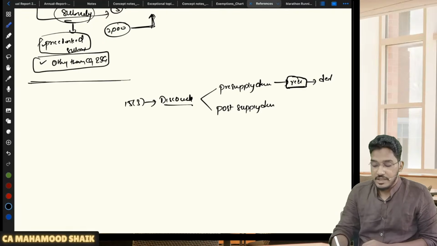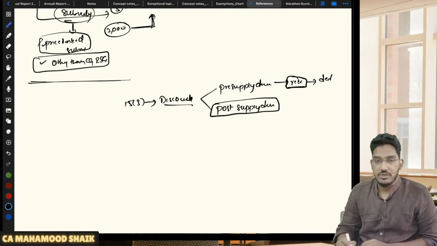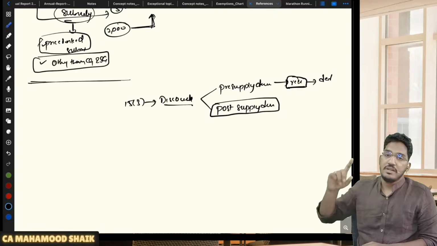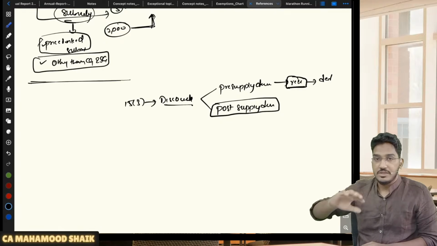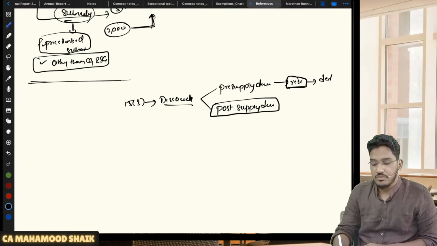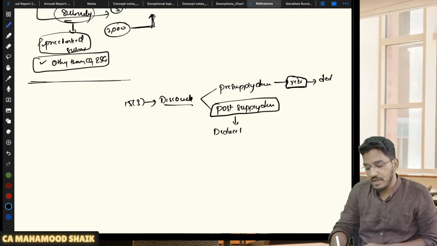Then there will be something called post-supply discount. That means at the time of making supply, the discount has not been given. The discount is given at a later point of time, after the supply has taken place. That we call a post-supply discount. Sir, what about the post-supply discounts? So when it comes to post-supply discounts, they are allowed to be deducted from the value of supply.